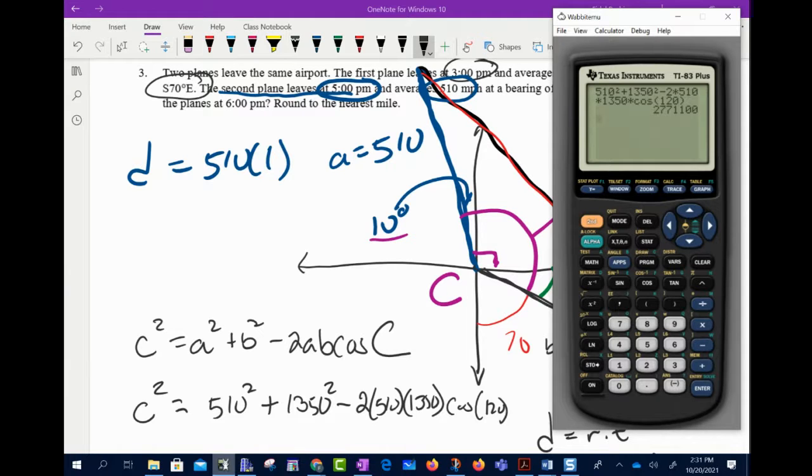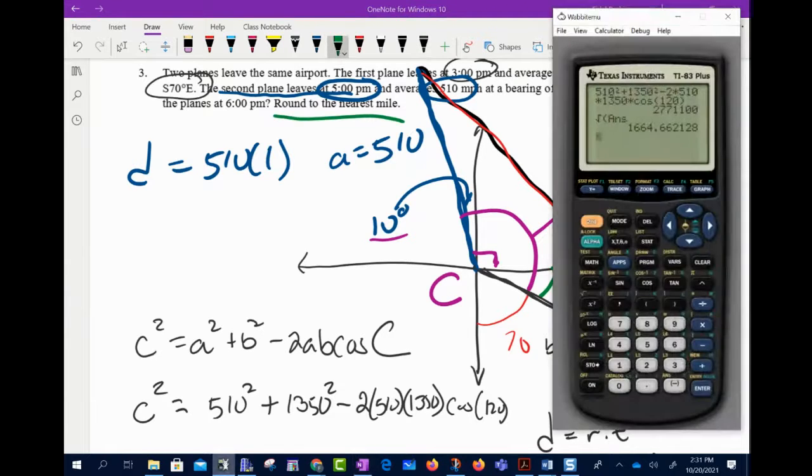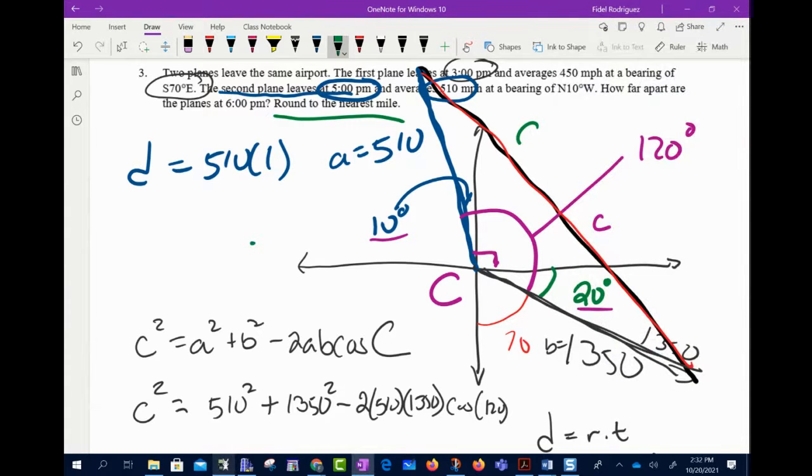So we want to find c. What is it we need to do? Square root it. So we're going to go second square root of our answer. And I want to say, if you look at the directions right here, y'all, it says round to the nearest mile. So if we round this number to the nearest mile, means we're going to round to the nearest whole number. Would you say 1664 or 1665? There you go. You got it. So c equals 1665 miles. And we're able to figure it out.